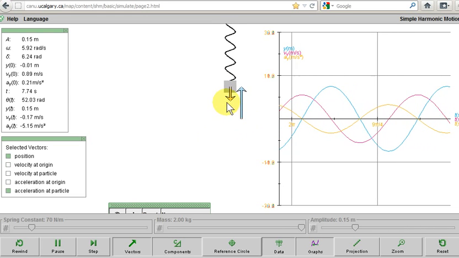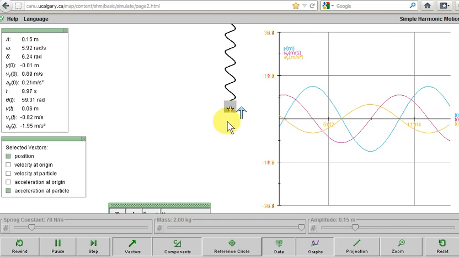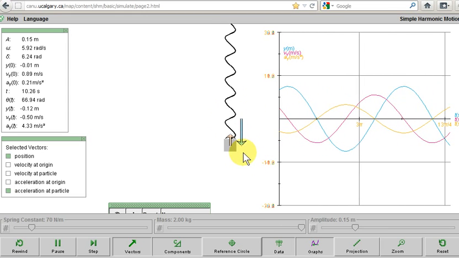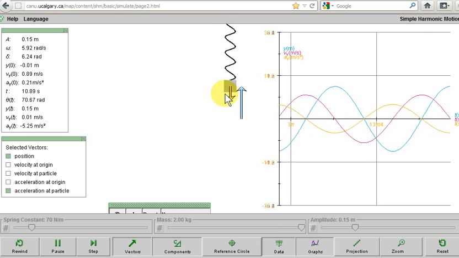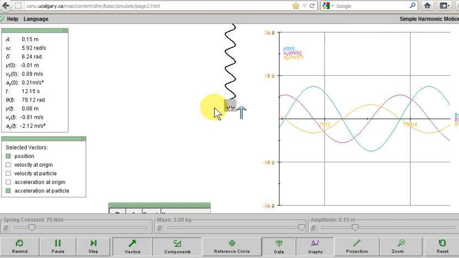Here I'm just showing the position and acceleration vectors. So when the position vector drops to 0, the acceleration vector is 0. When the position vector reaches its maximum magnitude, the acceleration vector is at its maximum magnitude. So the force will be at the maximum magnitude.